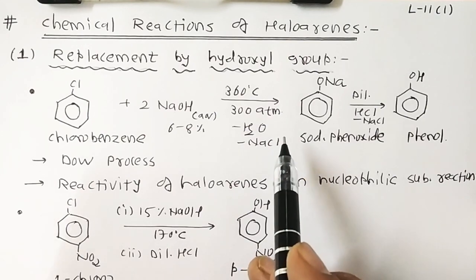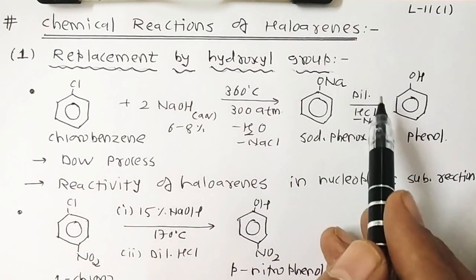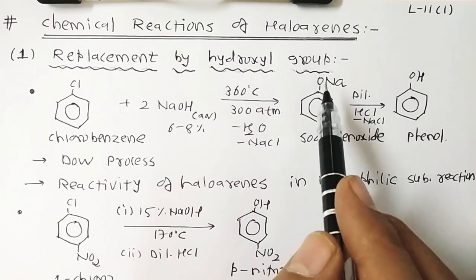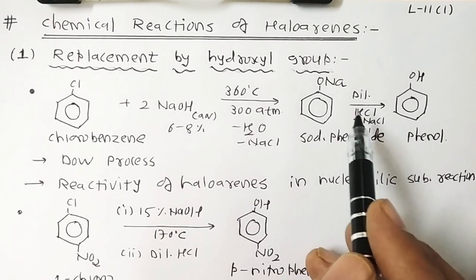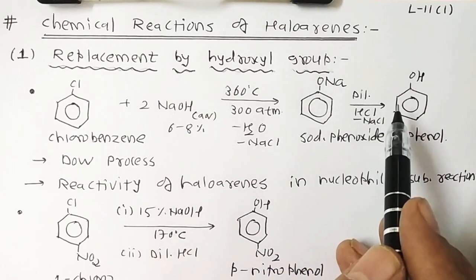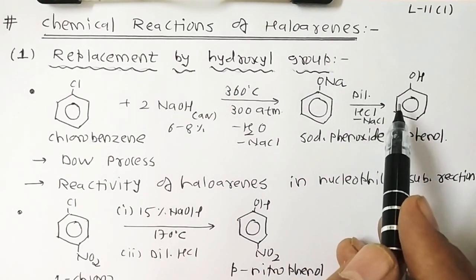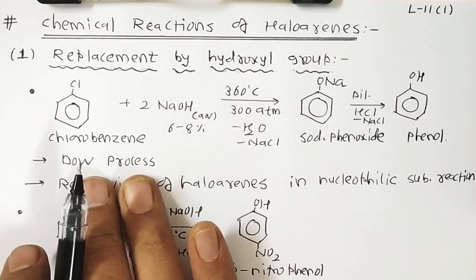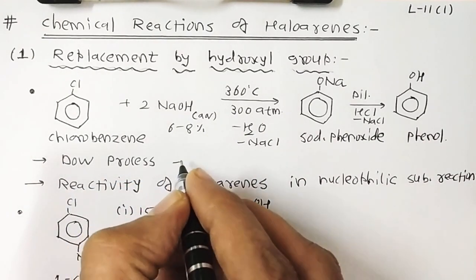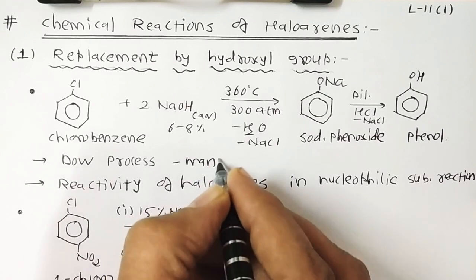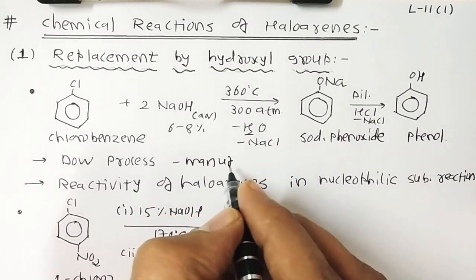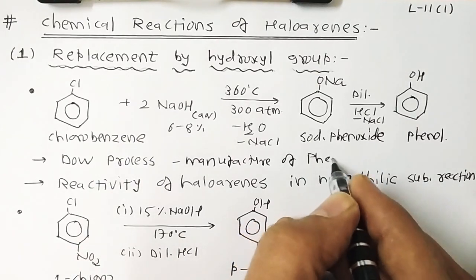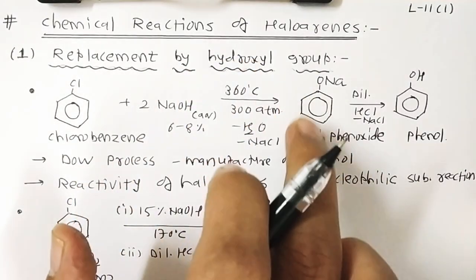Now this sodium phenoxide, upon acidification, because sodium phenoxide is basic in nature, we neutralize with dilute hydrochloric acid. There is an acid-base reaction and we get the product phenol. This reaction is called the Dow process. It is a method of manufacture of phenol.